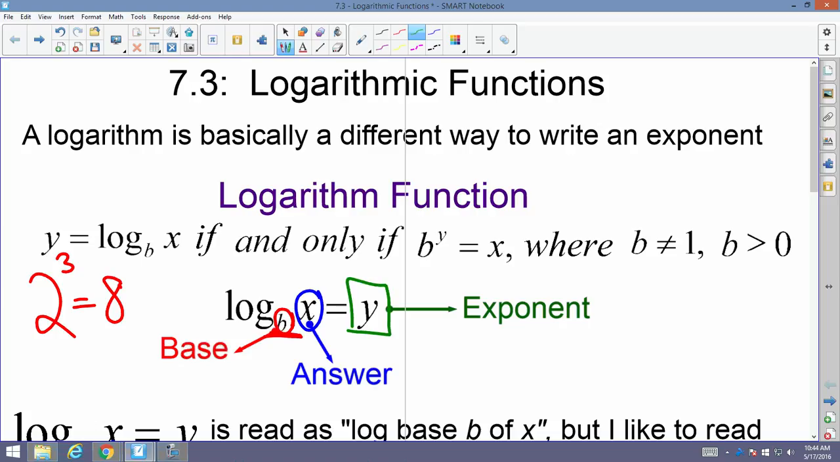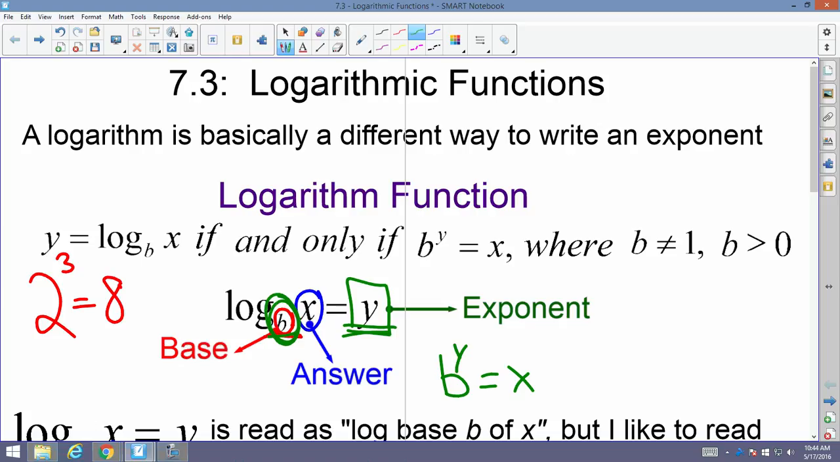So think about this. I can rewrite this as an exponential. B to the y power equals my answer x. That's log, guys. I can pretty much close shop right now and say, have a good day, figure it out, and you'll be able to do it if you get that right there.